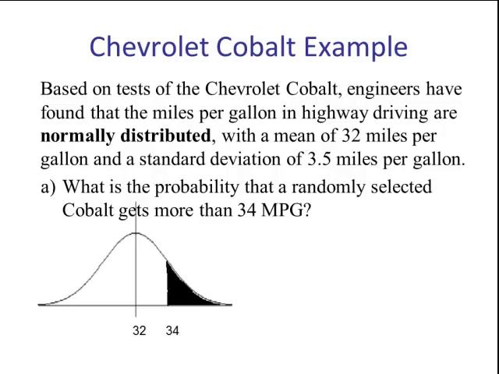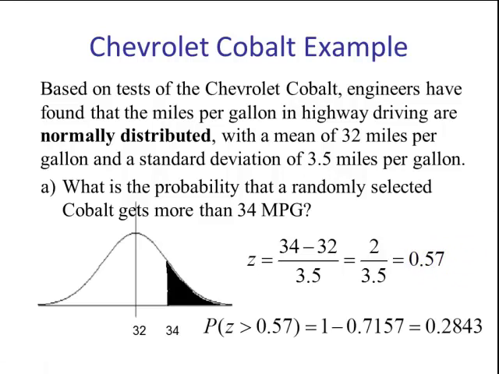First thing we want to do is draw our picture. Our mean is 32. We're interested in the probability of getting more than 34, so this is area to the right. We need to change 34 to a z-score. We take our value minus the mean and divide it by the standard deviation, and we end up with 0.57. Using table 5, we look up 0.57, and it's 0.7157. We have to do 1 minus this number because we want area to the right. So 1 minus 0.7157 is 0.2843.